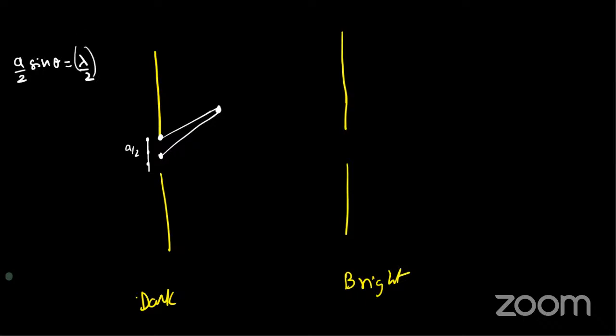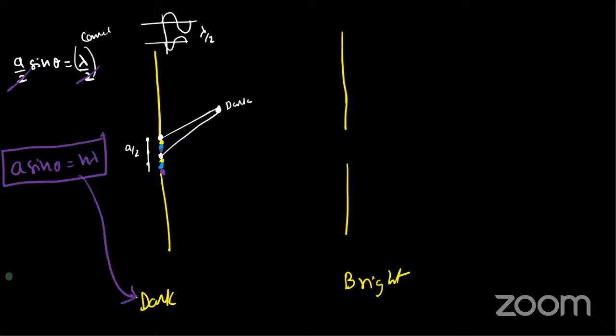Whenever you have lambda by 2, they have to cancel out, because one wave is in this particular shape and the other wave will be in this particular shape. They have a path difference of lambda by 2. They'll cancel out, and you'll get a dark fringe here. Similarly, if I take all the points which are at a distance of a by 2, I keep on taking the points. All of them will cancel out, and I'll be left with a complete dark fringe. The 2 cancels out here, and I'm left with a sin theta is equal to n lambda. This is the general condition for dark fringe in case of diffraction.